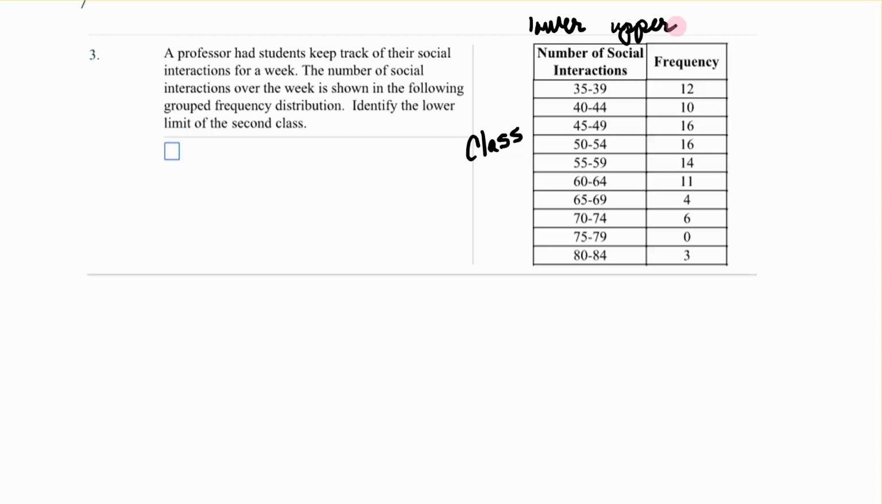All right, identify the lower limit of the second class. We need to be focused right here, and the lower limit here is 40, and that's all there is to that question. It's just checking to make sure that you understand that when they group frequency distributions, these are called classes, right?